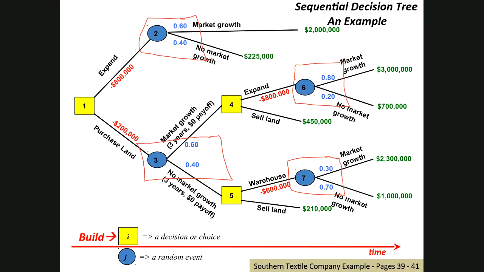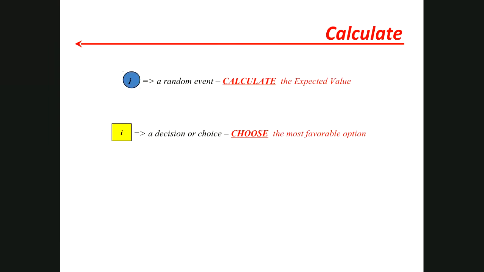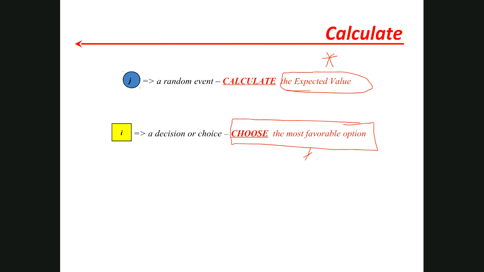So now the next phase is to calculate. And we're going to calculate from right to left in our decision tree. Whenever we face the calculation at the random event, we calculate the expected value. And every time we are at a decision node, we get to choose the most favorable option. These are two critical ideas and very important steps. So let's look at this process.